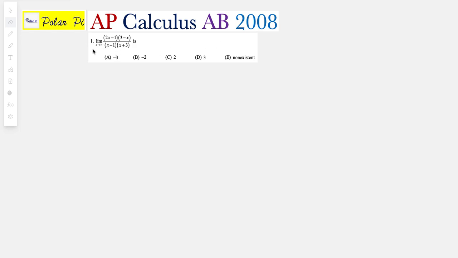So let's get started. Problem one is a limit at infinity question on a rational function, right? Now, the way that this rational function is written, plugging in infinity is not really going to reveal much, right? So what we want to do is unfactor it, unfoil it, so to speak, right? So let's get at it.